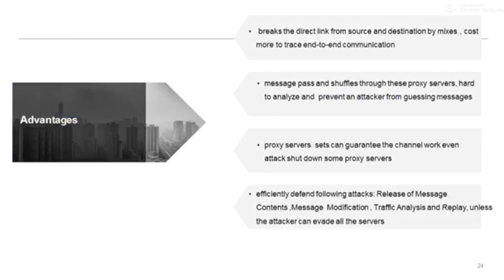The main advantage of this model is that it breaks the direct link between the source and the destination. It keeps the message untraceable, as the message passes and shifts through the servers, so it's hard to analyze what the secret message is. Also the proxy servers guarantee the channel can work even if attackers shut down some proxy servers. It can efficiently defeat attacks like release of message content, message modification, check, analyze, and replay.